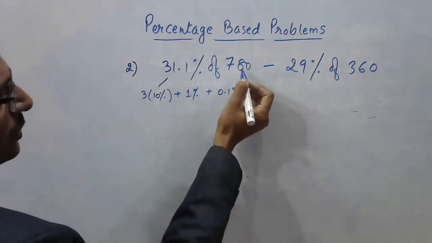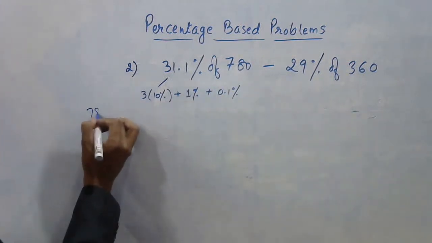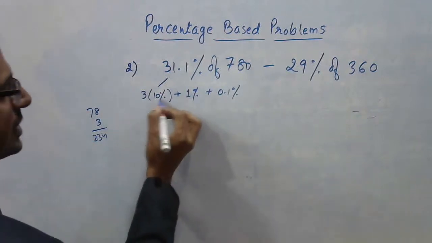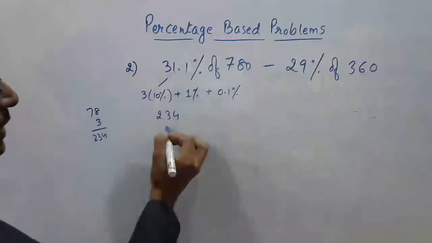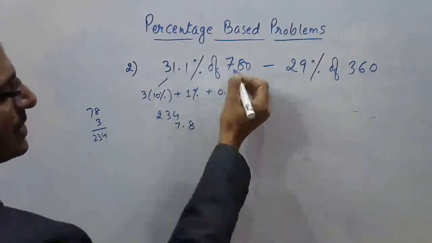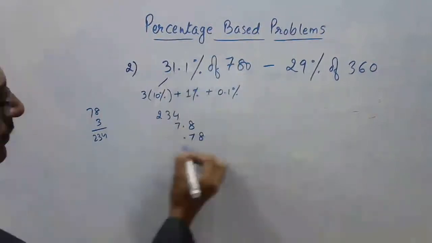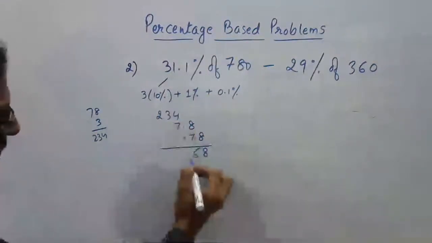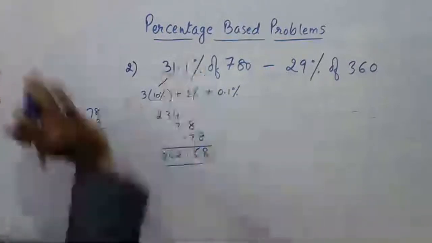How do you find 10%? You have to put a decimal 1 digit from the right hand side. So 78 into 3. Now 78 into 3 is 234. So this is 234. Then what is 1%? 1% is 7.8. This is obvious. And what is 0.1%? This is 0.78. So this is 1%. You can just add them. Okay, 242.58 is the first percentage.